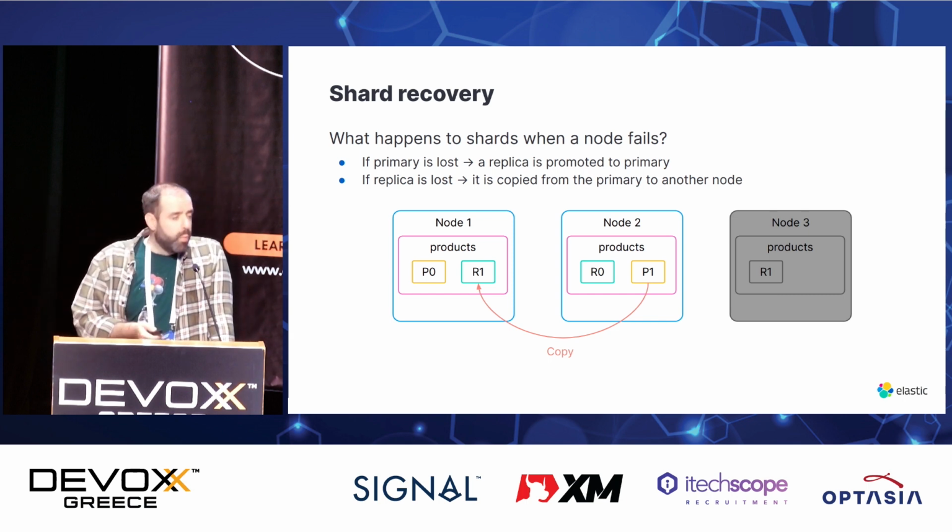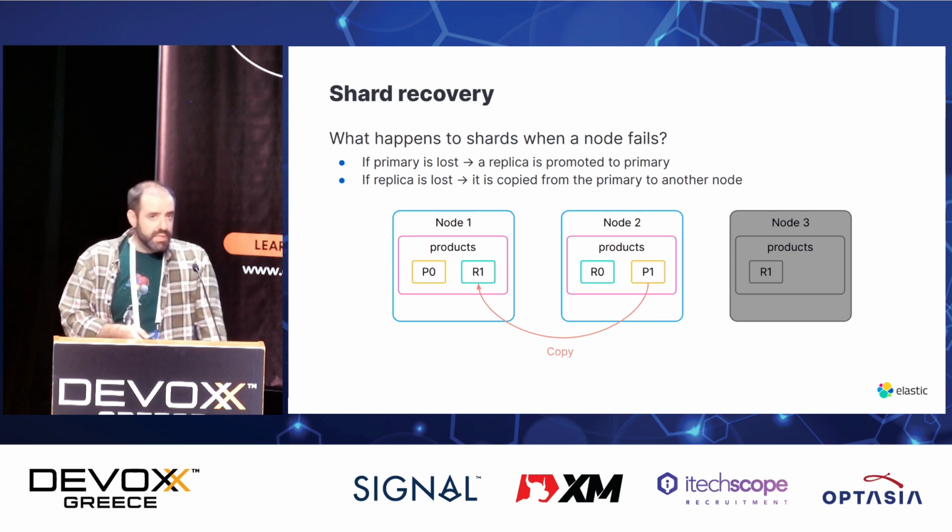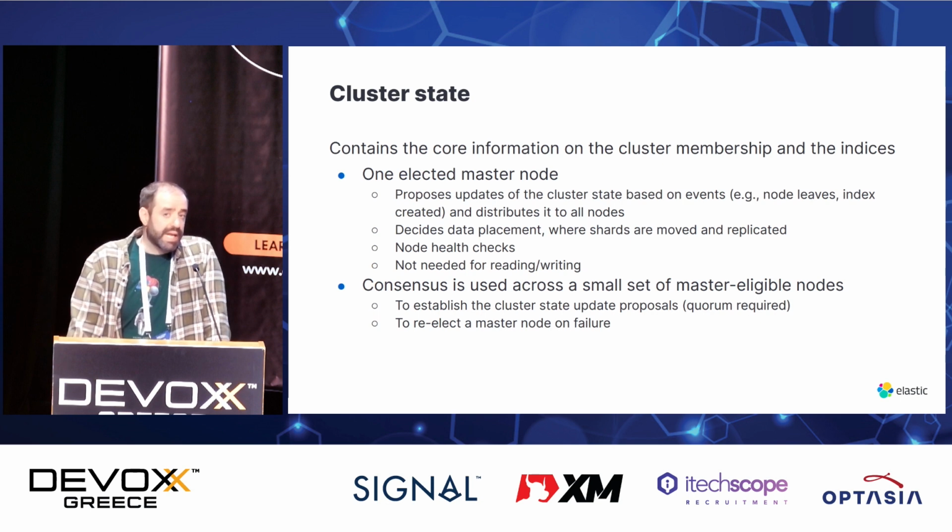Now you might wonder how Elasticsearch knows about the machines, about where shards are, and how it does all this fancy and clever stuff. For that we have a very important data structure that we call the cluster state, which is simply a metadata data structure that contains the most important information about the cluster. Things like the cluster membership, which nodes are part of the cluster, and data placement, where the shards are allocated, on which nodes and what type they are.